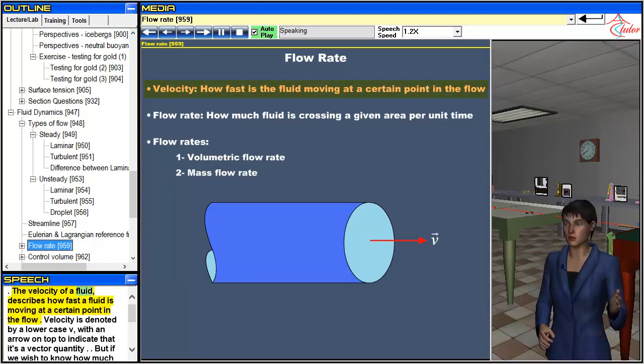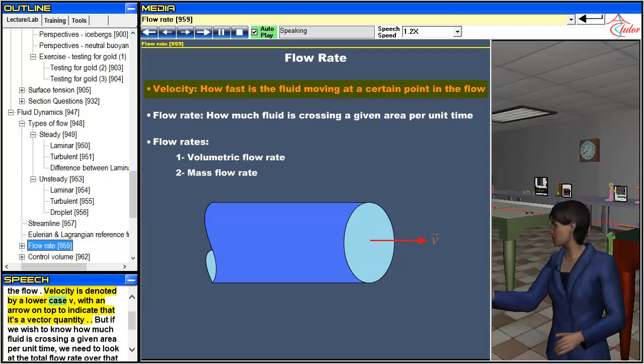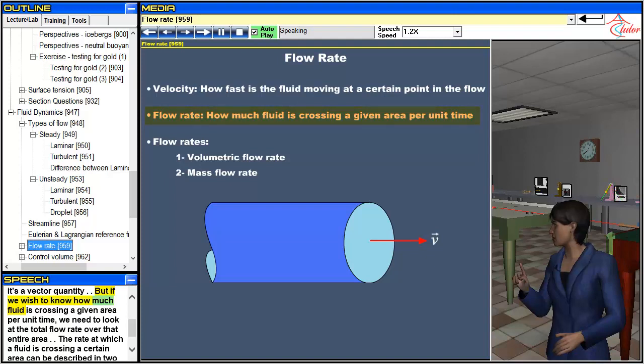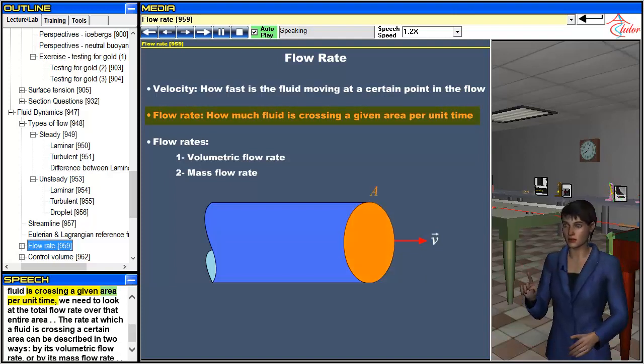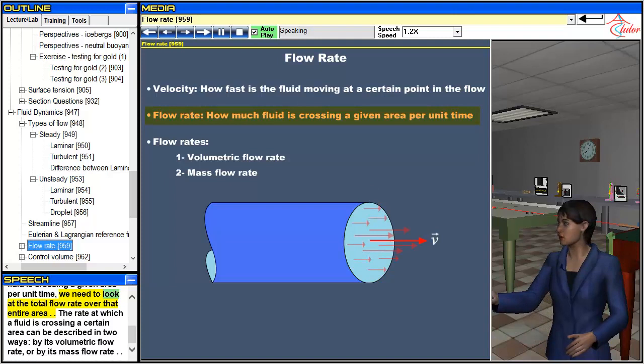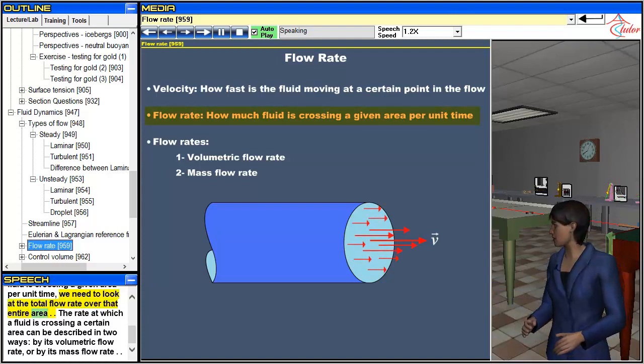The velocity of a fluid describes how fast a fluid is moving at a certain point in the flow. Velocity is denoted by a lowercase v, with an arrow on top to indicate that it's a vector quantity. But if we wish to know how much fluid is crossing a given area per unit time, we need to look at the total flow rate over that entire area. The rate at which a fluid is crossing a certain area can be described in two ways: by its volumetric flow rate, or by its mass flow rate.